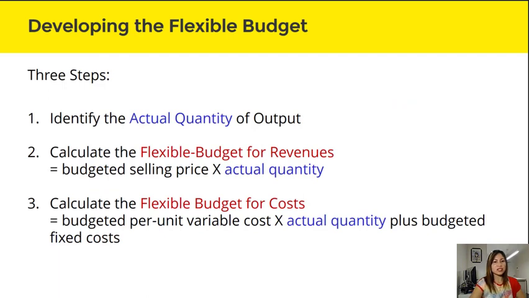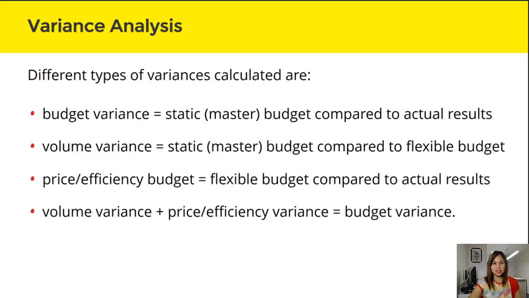So in summary, here are the three steps for you to develop a flexible budget. First, you need the data regarding the actual quantity of output. Then, you need to calculate the flexible budget for revenue. For revenue, you use the budgeted selling price times the actual quantity. To calculate the flexible budget for cost, you need to use the actual quantity times the budgeted per unit variable cost plus budgeted fixed cost. Remember, budgeted fixed cost is still the same as the static or master budget.